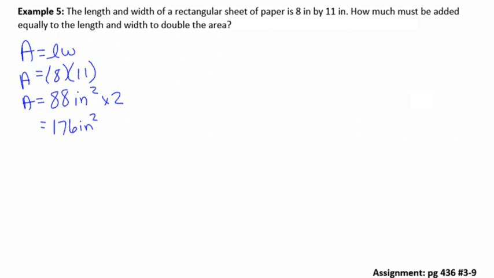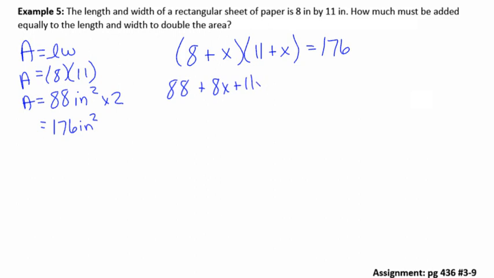So x is going to be the amount we add to each side. So if I did have 8, I'm going to be adding plus x times 11 plus x equals double the area, so 176. So we're solving for x. What do I need to add on to both of my dimensions in order to get 176, which was double the area of my sheet of paper originally? So let's FOIL that out. 8 times 11 is 88, plus 8x plus 11x plus x squared equals 176.